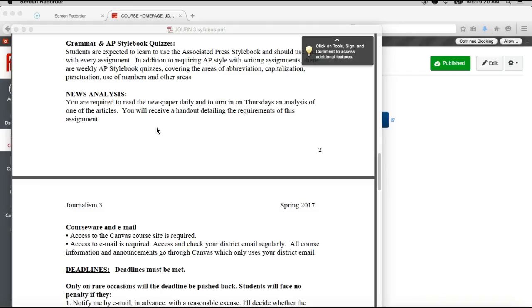What type of lead is this? Is it a good lead? Does it drag you into the story? Does it make you want to read the story? You look at the transitions. Does it seem well connected?